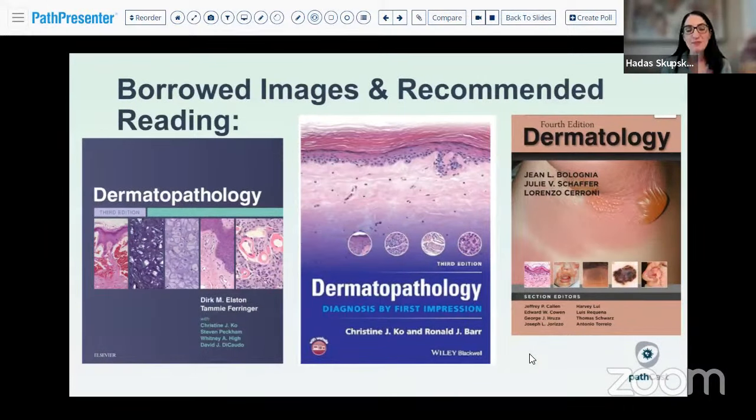Before I get started, I want to mention that images from this presentation were borrowed from some of my favorite books. So Dermatopathology by Dr. Dirk Elston and Dr. Tammy Ferringer is just the best primer in dermatopathology that's out there. That's a wonderful, wonderful basis to learn from, and the images are amazing. The next book is Dermatopathology: Diagnosis by First Impression by Dr. Christine Ko and my mentor, Ron Barr. This book is really unique in that it takes a bunch of different derm path diagnoses that look similar on low power and compares them side by side. So it's really kind of fun as far as derm path goes. And lastly, some clinical images are taken from Bolognia, the Derm Bible. There are also images from the Twitterverse and the internet. If I borrowed an image from you, I tried to give credit. If I forgot, please forgive me and let me know so I can add it.